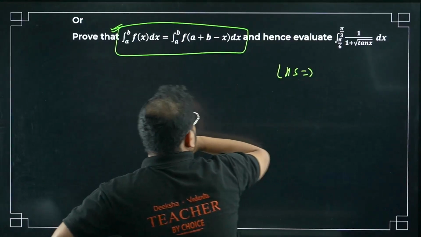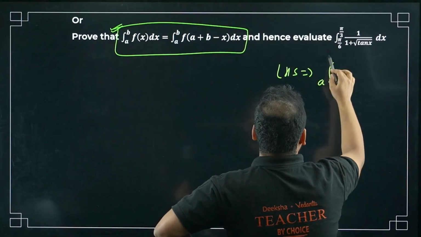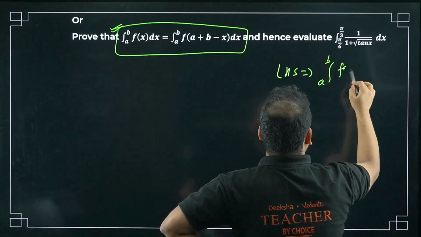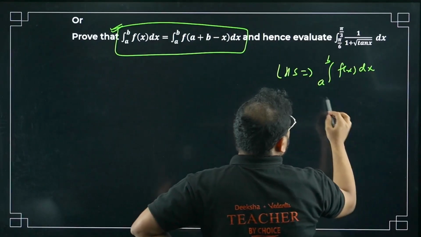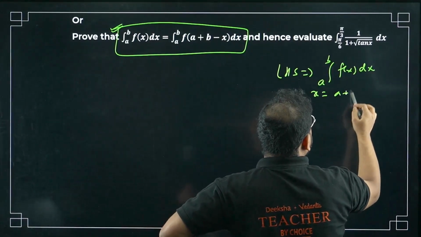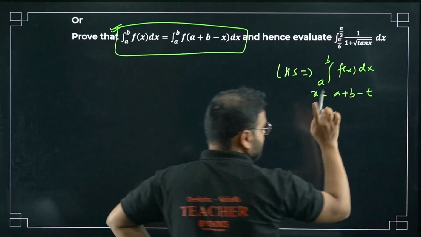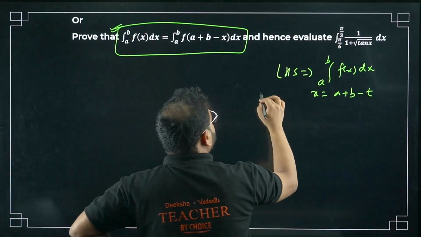What do we have over here? The integral from a to b of f(x) dx. Let's do one thing. Write x as a plus b minus t. This is the substitution I'm using.